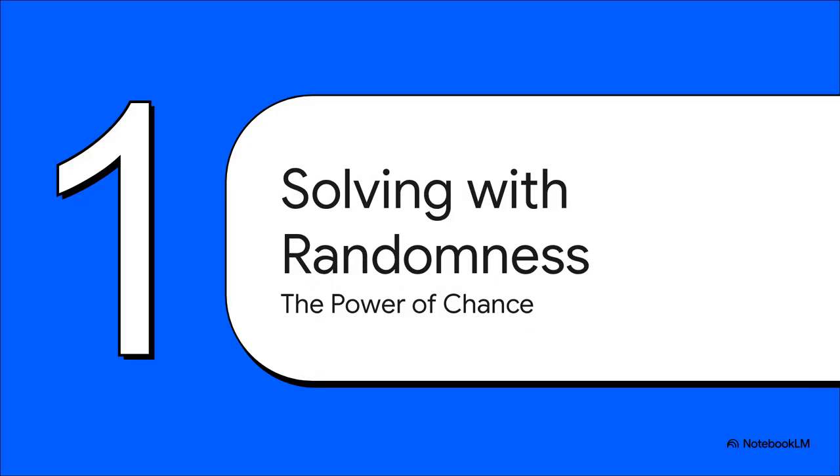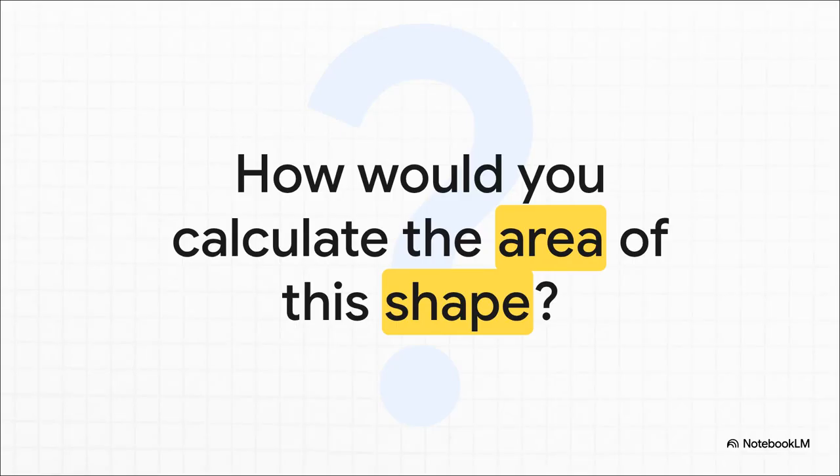So to get a feel for how this actually works, we're going to start with a really simple problem. But here's the thing, it's surprisingly hard to solve with the kind of math you probably learned in school. Take a look at this. I mean, what even is that? It's a blob. There's no neat little formula for the area of this thing. So how would you do it? Seriously, take a second. How would you even start?